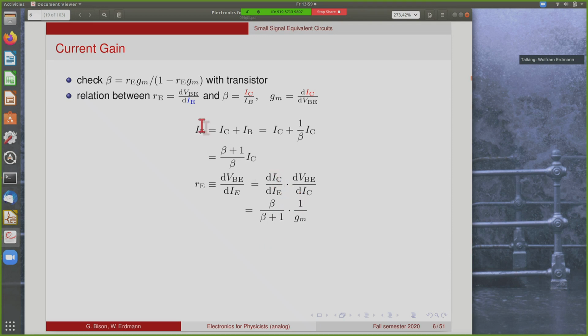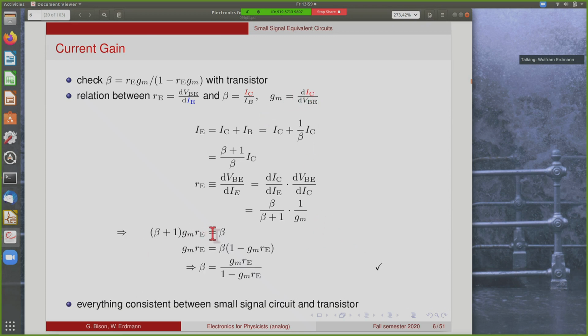And this is simply this ratio here, 1 over this ratio, so beta over beta plus 1, and this is by definition 1 over GM. So we can rearrange terms a little bit, and then we have GM times RE times beta plus 1 equals beta. We need to shuffle this around to find that beta is indeed GM times RE over 1 minus GM times RE. So even here we have checked that the small signal and the large signal model are equivalent. So we can use this now to analyze circuits.